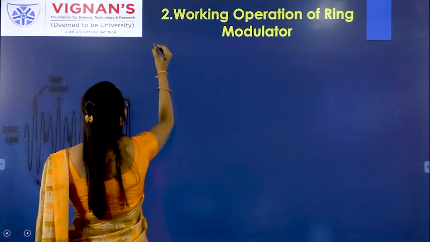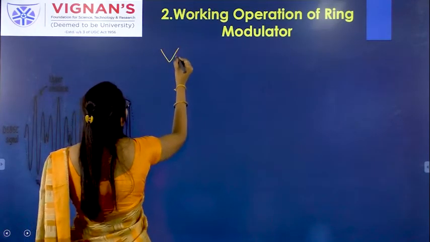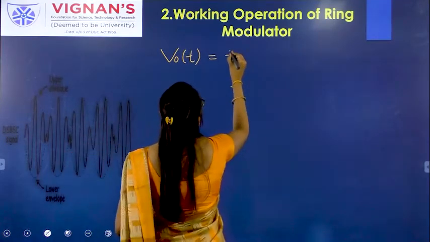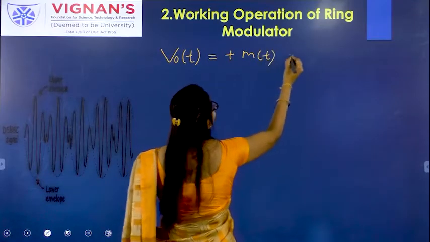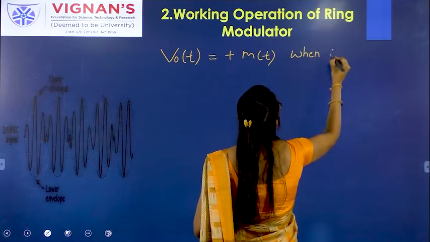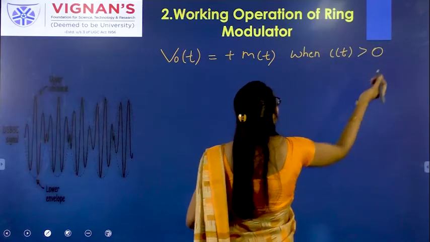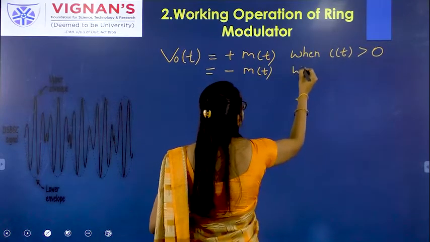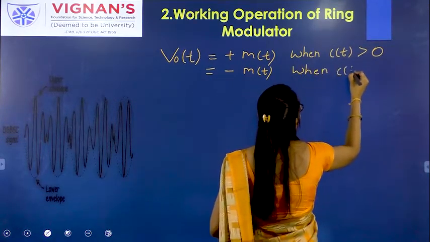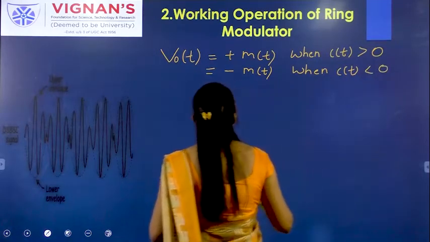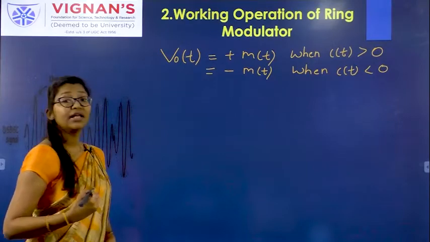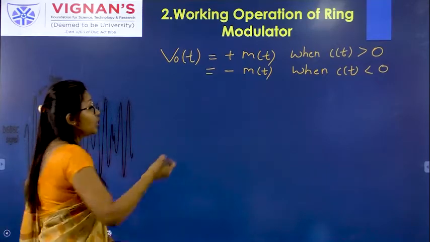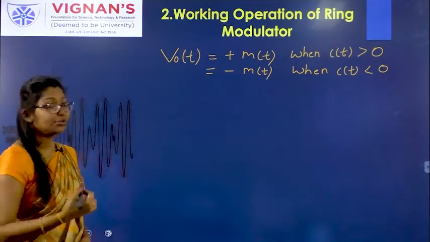What we are writing here: V naught of t equals plus m of t when C of t is greater than 0, right? Again, the second case is minus m of t when C of t is less than 0, right? When C of t is greater than 0, the message signal appears as it is. When C of t is less than 0, it appears as negative m of t.